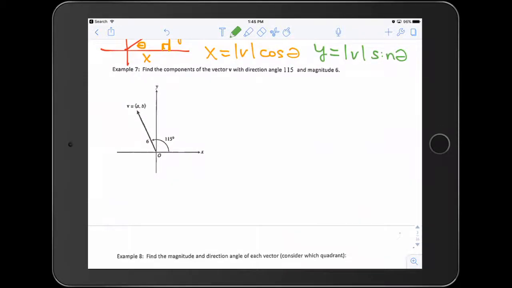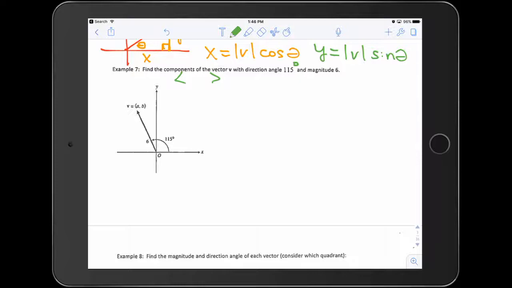It says find the components, the component vector, this right here, with a direction angle of 115, by the way, it should say degrees here, and a magnitude of 6. Many times when we talk about airplanes and boats, we typically know the speed or velocity, which is the magnitude, and we also know the direction it's going.